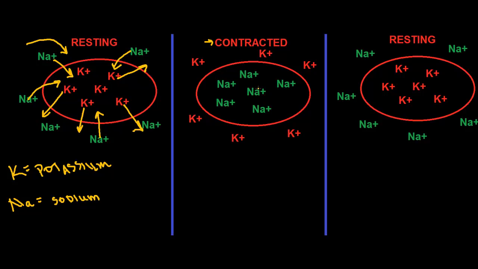So in its contracted state, you have the sodium on the inside and the potassium on the outside. Now before the muscle can contract again, and we want the heart to contract about once every second, before that fiber can contract again, the sodium is going to have to move out, and the potassium will have to move back in. Once that happens, we're back in the resting state again, and we can do another contraction.